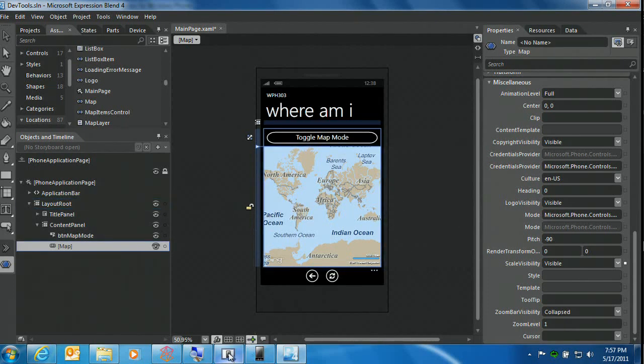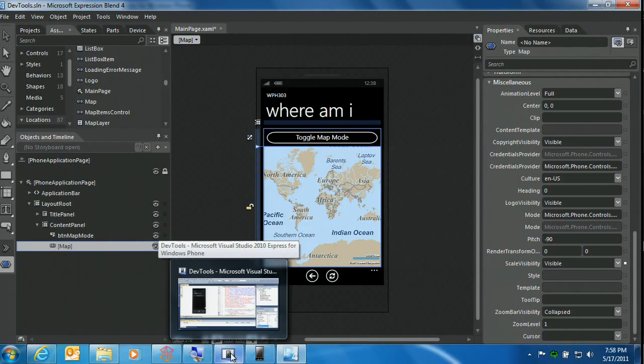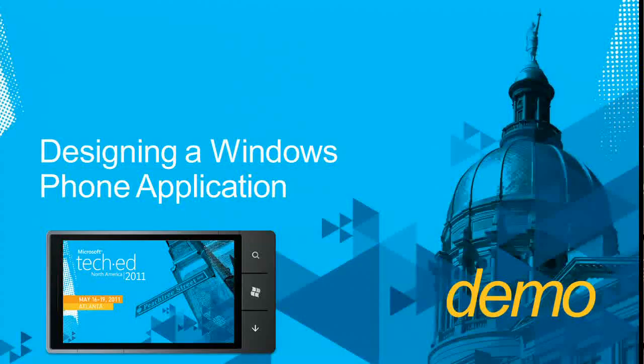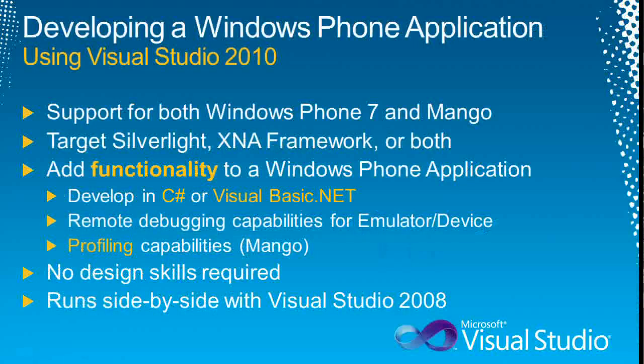Now the other thing that happened so far is that we still need to add some code to this application because it's still not doing anything. So let me go quickly back to the slides, and then after that continue with a little bit of Visual Studio. So if you're developing a Windows Phone application, so far we designed the application.